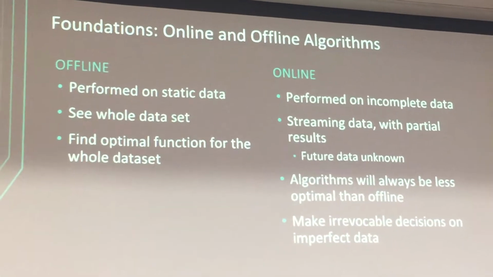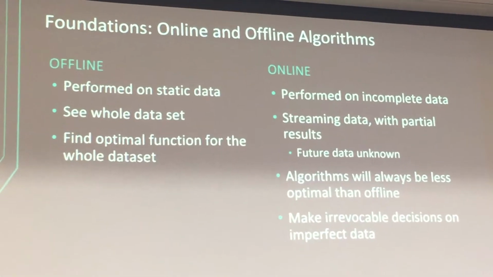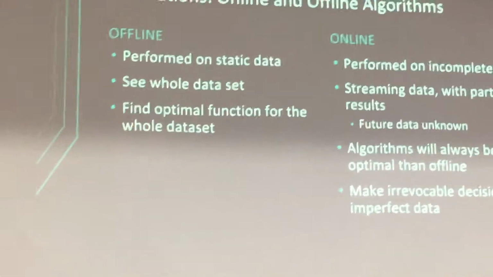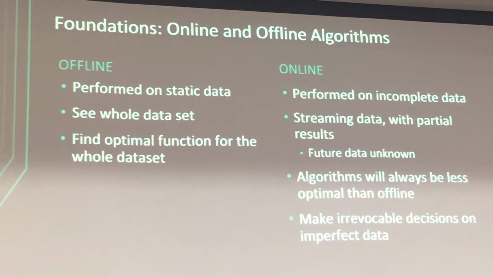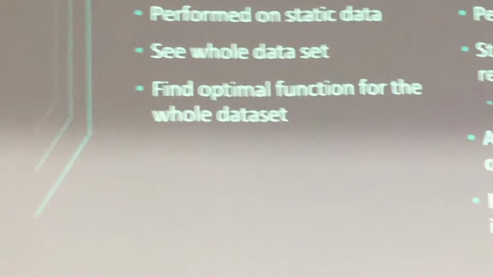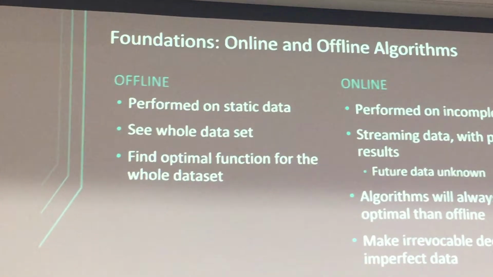So the first part is just a brief overview of the difference between an online and an offline algorithm. An offline algorithm is something that's performed over static data. In other words, you have your entire data set prior to actually starting the computation, and so it allows you to optimize everything because you know all of your inputs in advance.